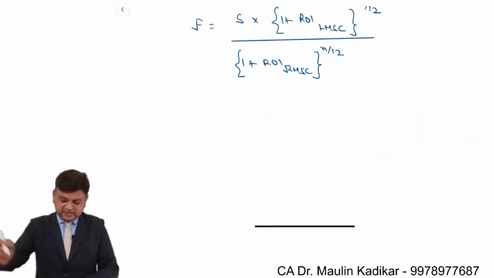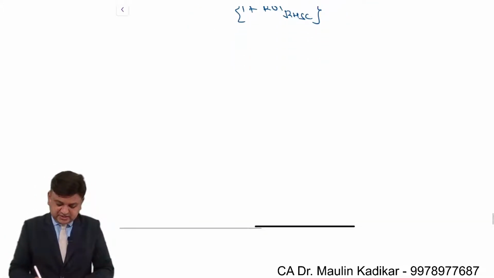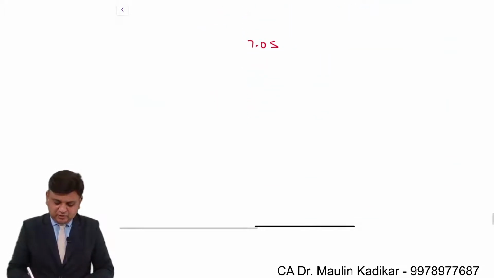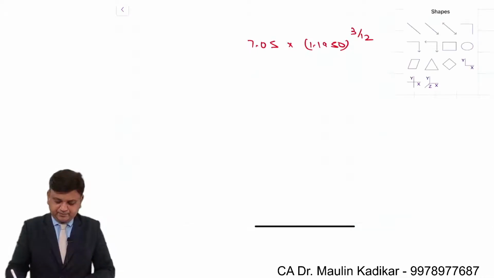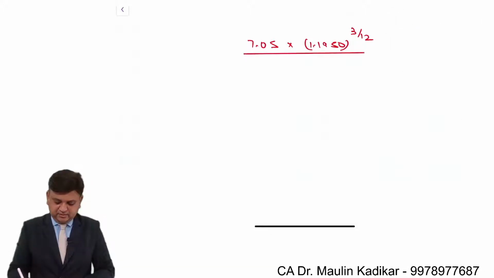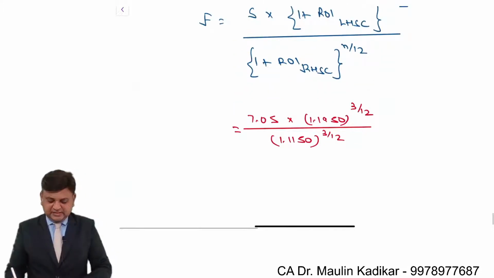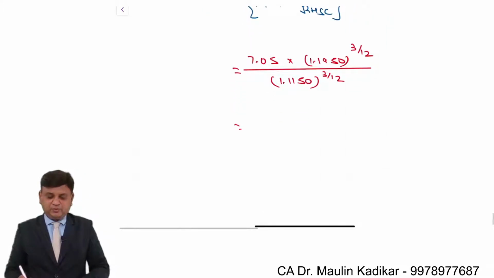So what is spot exchange rate? Spot exchange rate is 7.05. That is the spot exchange rate into 1.1950 raised to 3 divided by 12, whole divided by, it is 11.5 percent. That is dollar currency rate of interest. 1.1150 raised to 3 divided by 12. That is the way the forward exchange rate is supposed to be found.